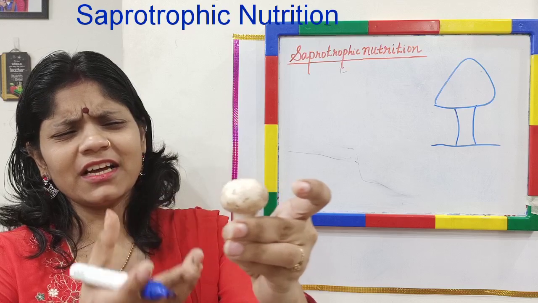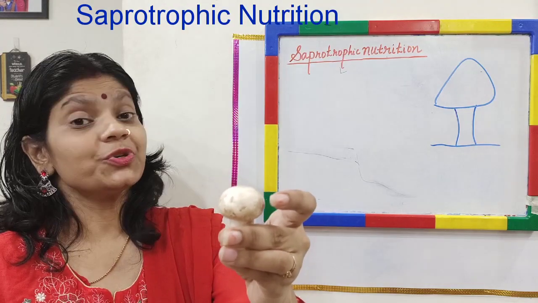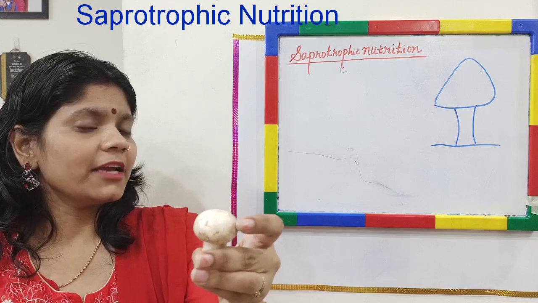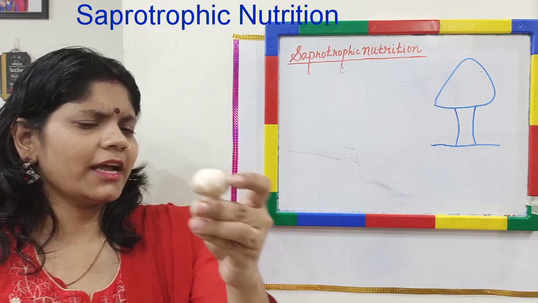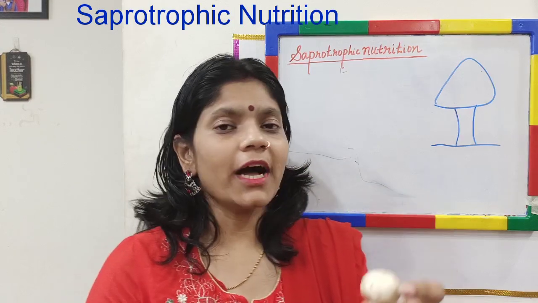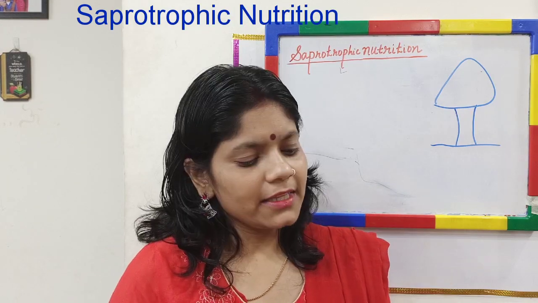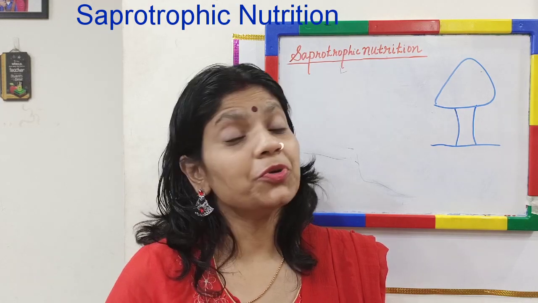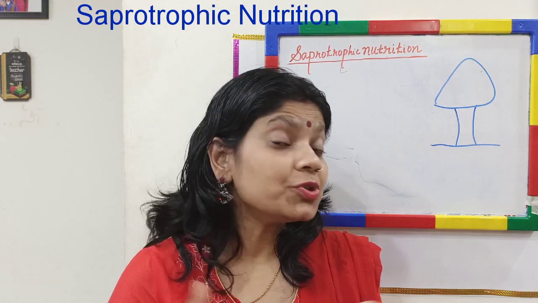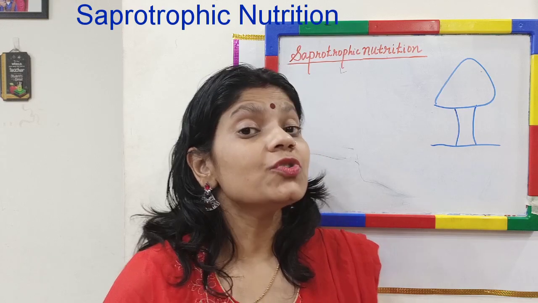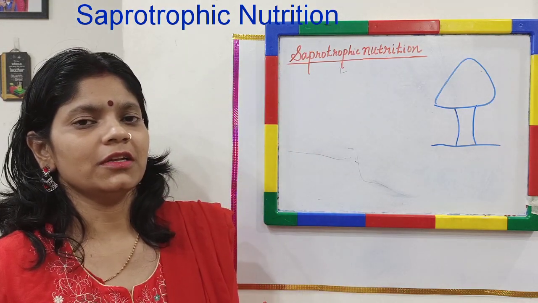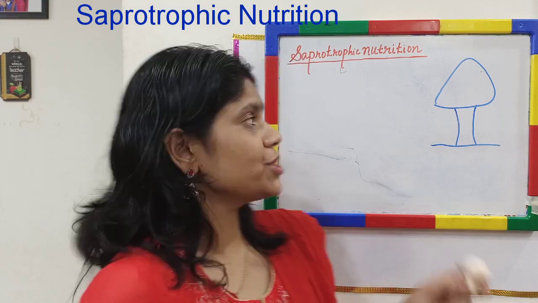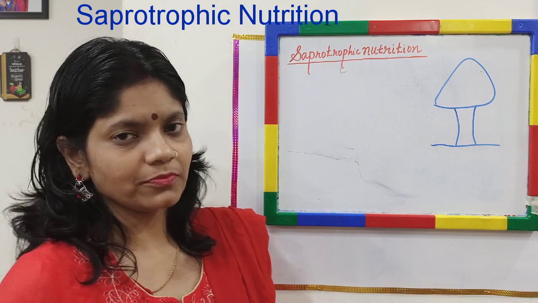But if you see the color, they are not green in color, so definitely they do not have chlorophyll. So are they like plant? So they are not like plants in that aspect. So are they like animal? Are they having mouth like animals? No. They do not have chlorophyll like plants. They do not have mouth like animal. So how do they take their nutrition? So in this class, we are going to look into this aspect of nutrition, that is saprotrophic nutrition.